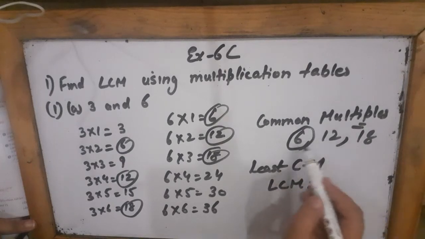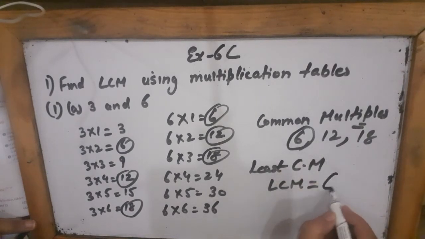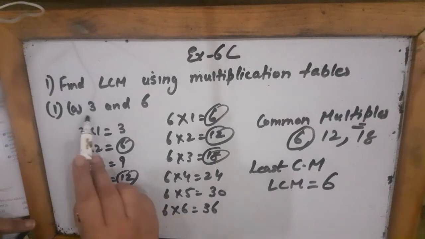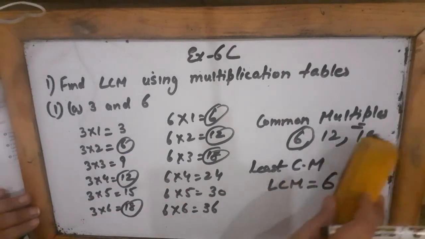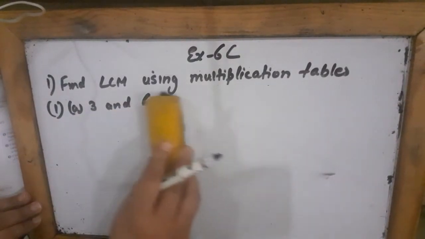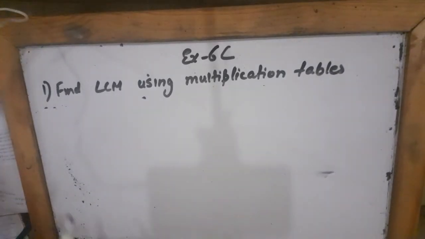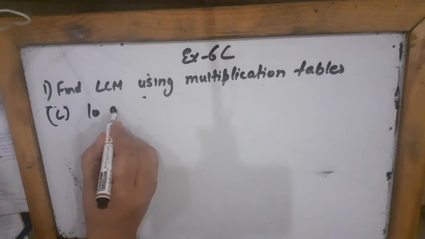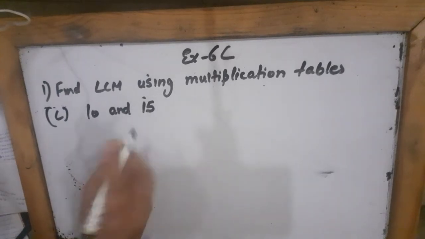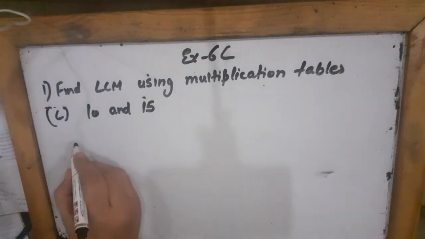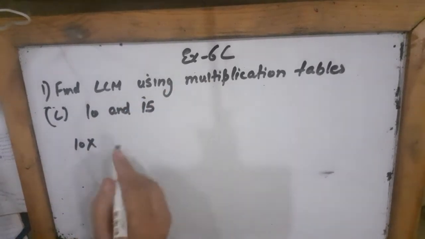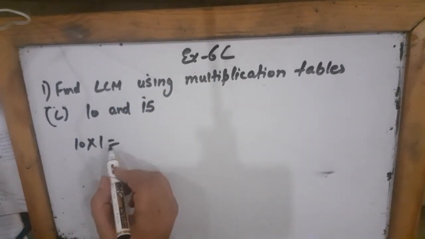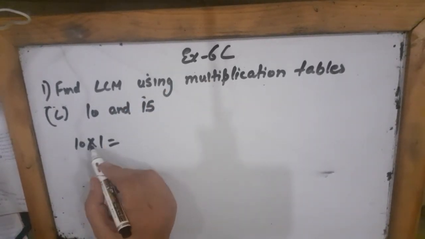6 is the smallest common multiple, so it means 6 is the LCM of these two numbers. Now let me take one more example. Let me take the example of C part, 10 and 15. So I will write the table of 10 and 15 because I have to find LCM using multiplication tables, and this is how I get the multiples of 10.